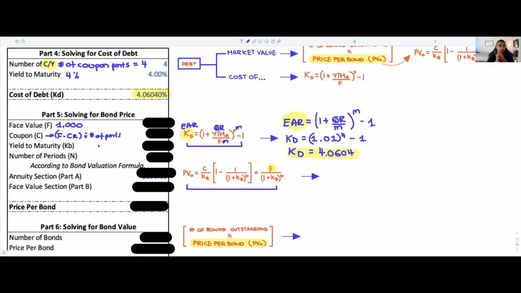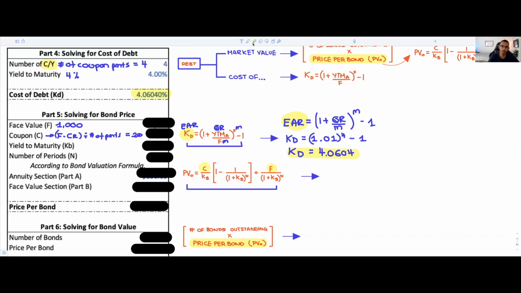In this case, we know that our face value is $1,000, and we know that our coupon rate in the question is 8%. So then you're going to do 1,000 times 8%, so you get 80. Divided by the number of payments, which is 4, you're going to get 20. So we then have our C.